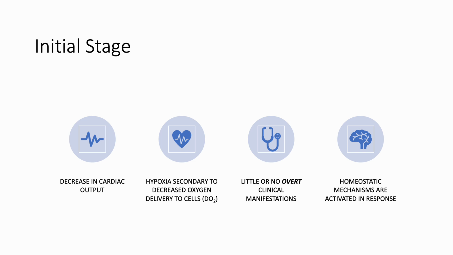In the initial stage of shock, there is a decrease in cardiac output leading to reduced blood flow. Hypoxia occurs due to decreased oxygen delivery to cells. Clinical signs may be subtle or absent with little or no overt symptoms. The body activates homeostatic mechanisms, for example, increased heart rate or vasoconstriction, to compensate for the lack of perfusion.